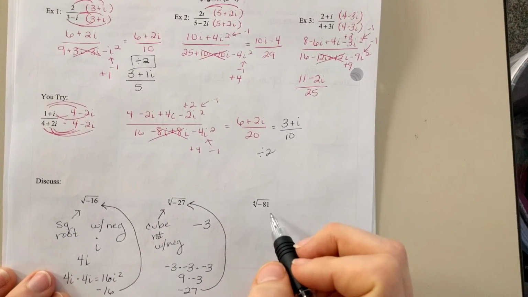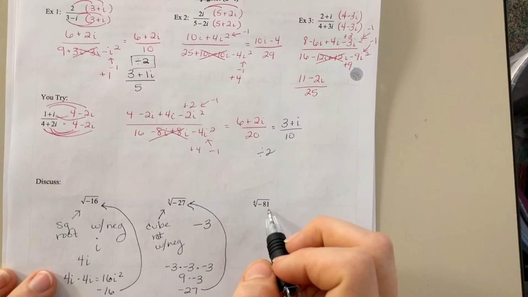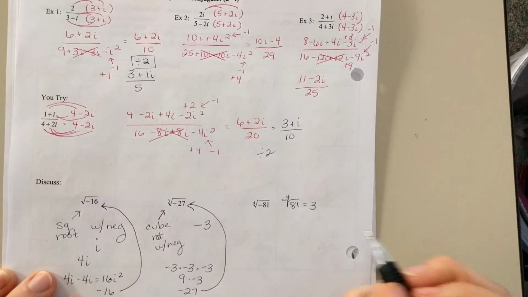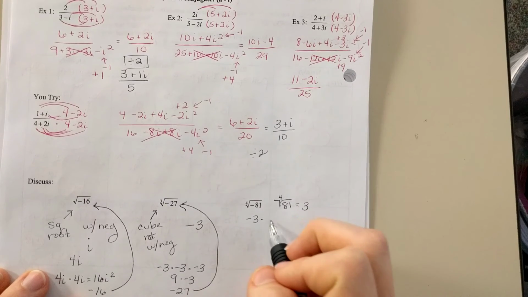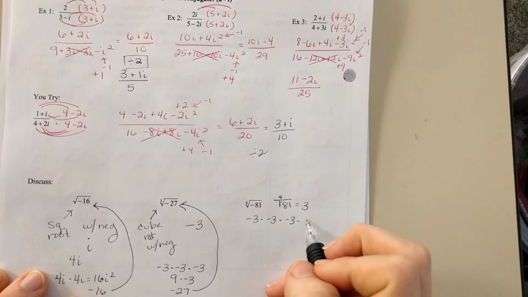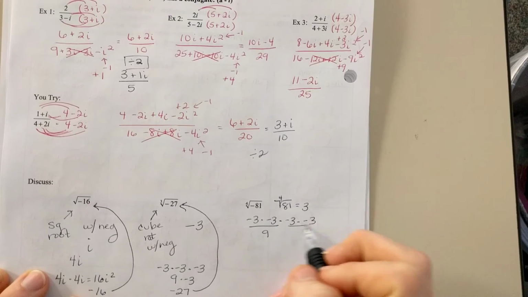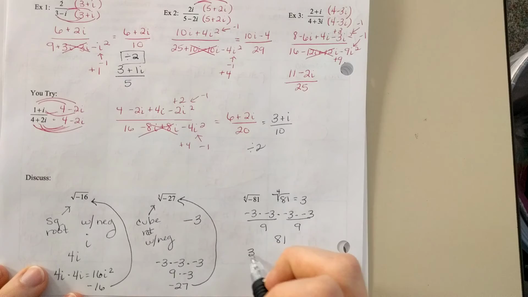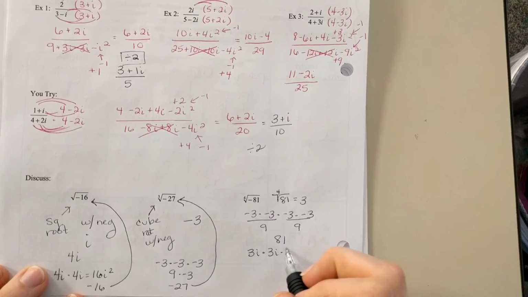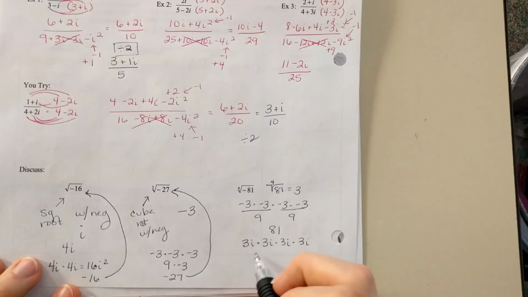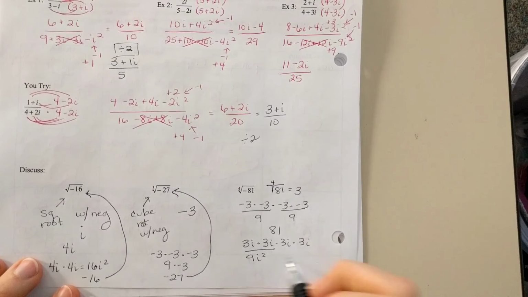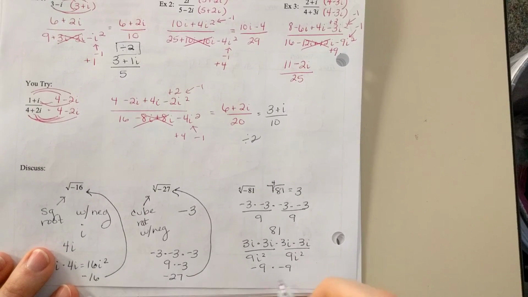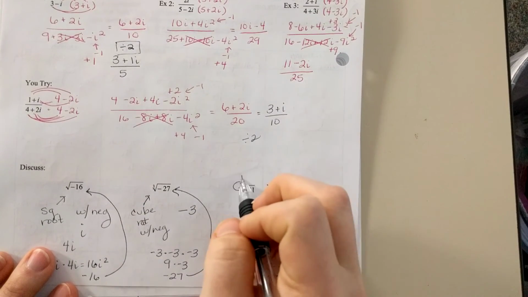Okay, same thing, fourth roots, negative 81. If I tried to figure out what that was, the fourth root of 81 is just 3. So if I experiment with negative 3 times negative 3 times negative 3 times negative 3, I get 9 and 9, which is 81. I want negative 81. So if I experiment with 3i and 3i and 3i and 3i, I get 9i squared and 9i squared. So I get negative 9 times negative 9, which is 81. So this one, not possible.